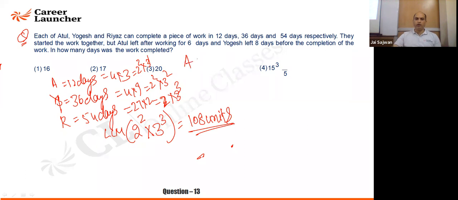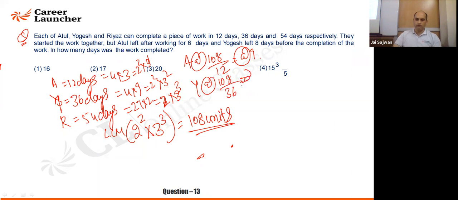A can complete the work in 12 days, so A's efficiency is coming out to be 9 units per day. Yogesh does 108 units of work in 36 days. That is 3 units that he does every day. Riyaz does 108 units in 54 days. That is at the rate of 2 units per day.